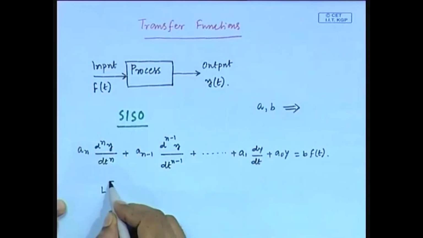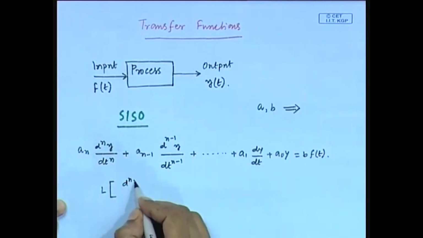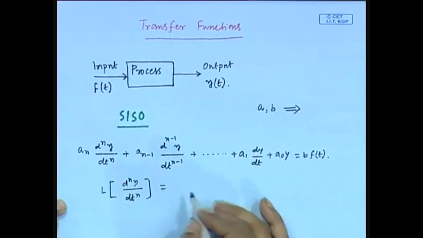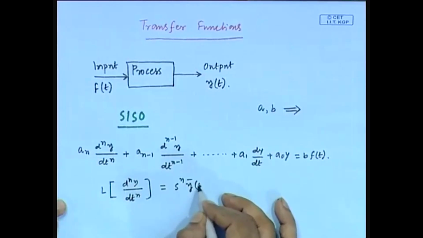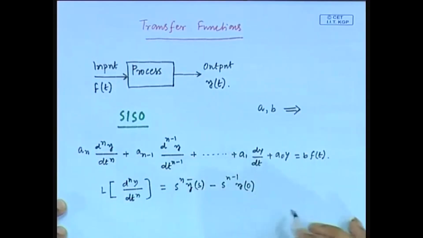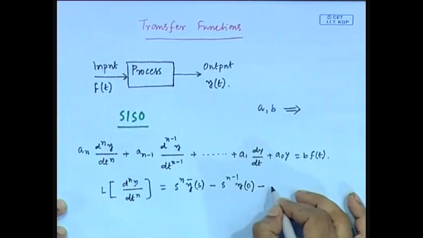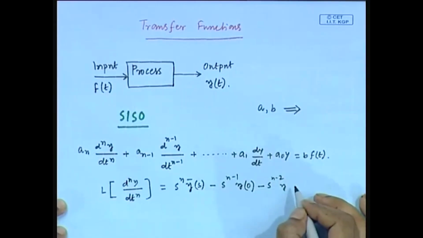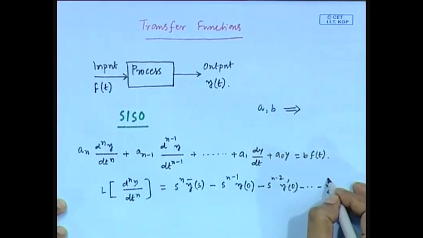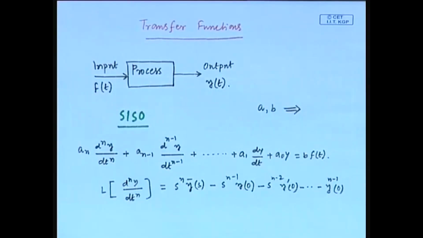What is the Laplace transform? I mean, if we consider the Laplace transform of this d^n y/dt^n, this is equal to s^n Y(s) minus s^(n-1) y(0) minus s^(n-2) y'(0), like this. Last term is y^(n-1)(0), fine. This is the Laplace transform of an nth order derivative.